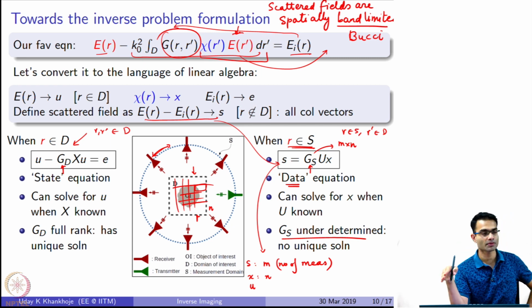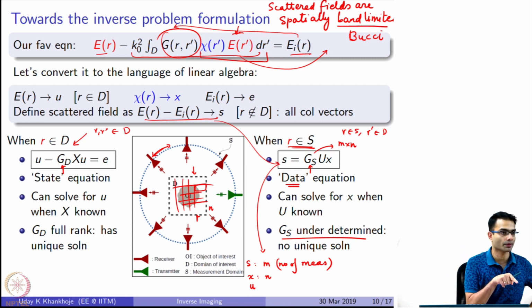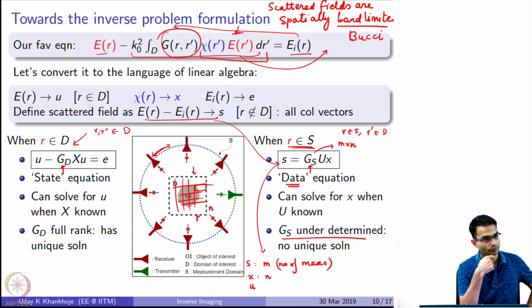Okay. So this theorem is telling you that the fields are spatially band limited. So you will not get anything more, right? You won't get anything more. But then you still have the numbers the same. You have the number the same, but your GS matrix now is rank deficient. Right? You will get a square matrix, but it's not full rank.